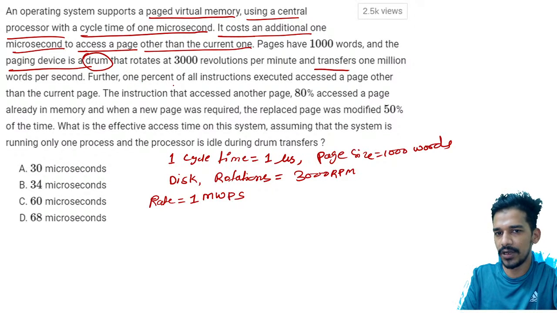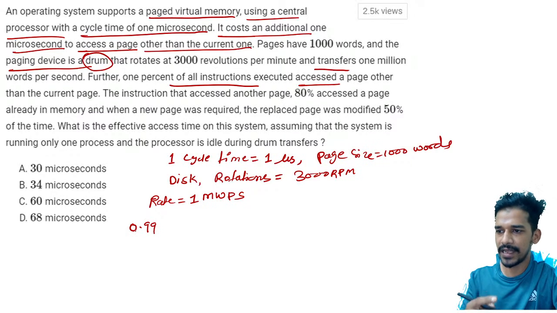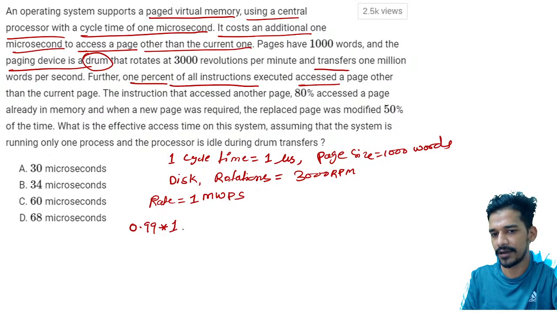Further, 1% of all instructions executed access a page other than the current page. That means we have 99% instructions which are accessing the current page only. Only 1% of all instructions executed access a page other than the current page. If you are accessing only the current page, then you will require only one cycle, that is only 1 microsecond.